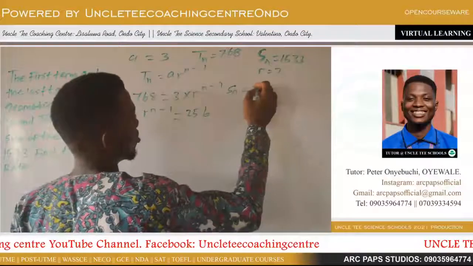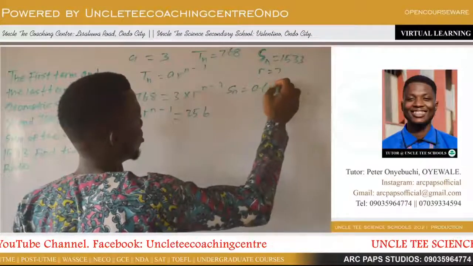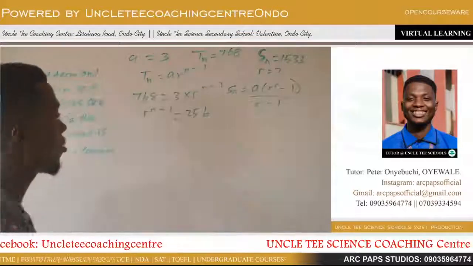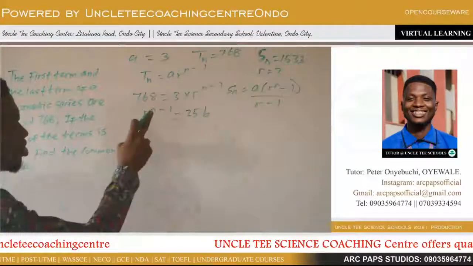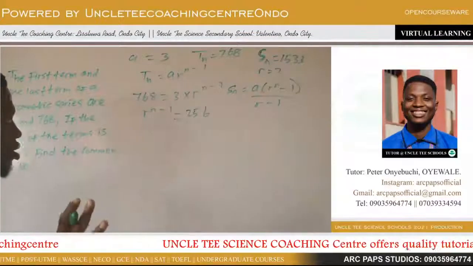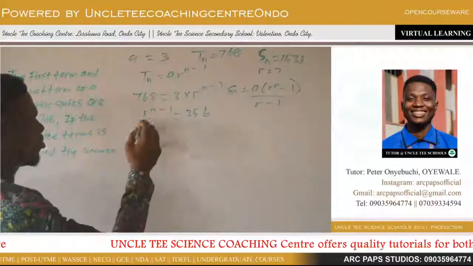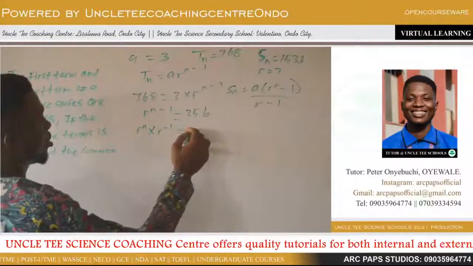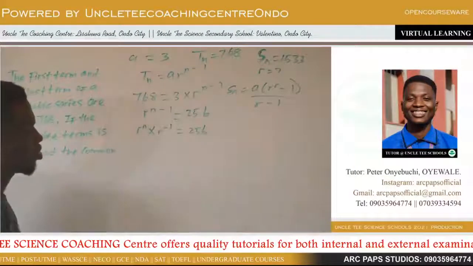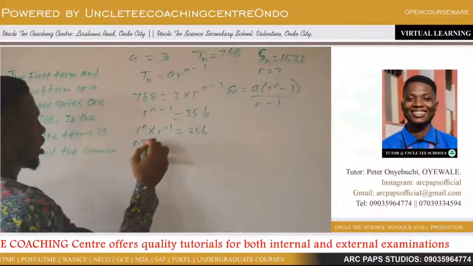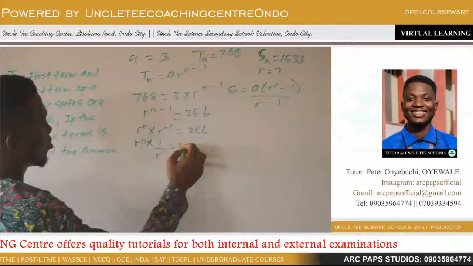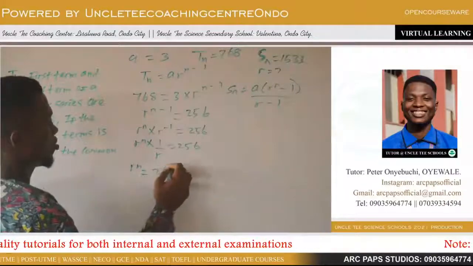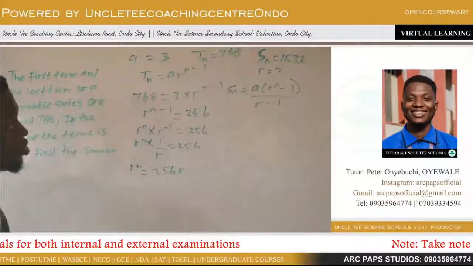Now our sum formula for a geometric progression is given by A into R raised to n minus 1 over R minus 1. Now, using laws of indices, R raised to n minus 1 is the same thing as R raised to n times R raised to minus 1, which is equal to 256. It means that R raised to n times 1 over R is equal to 256. Therefore, R raised to n is equal to 256 R, by cross multiplying.